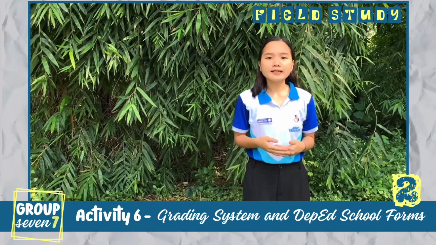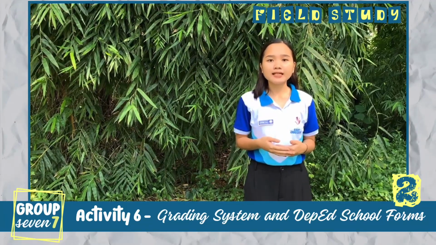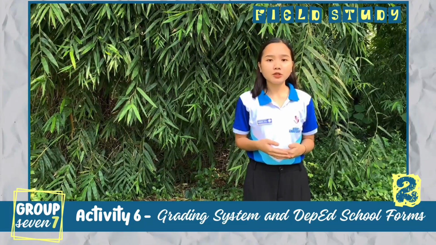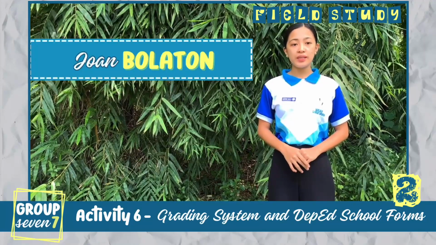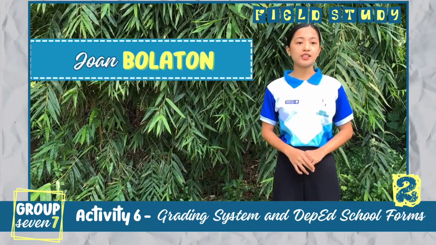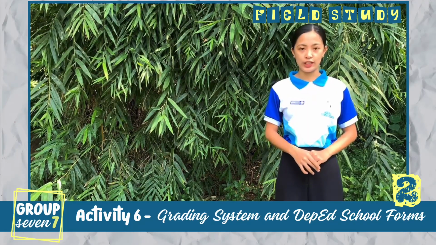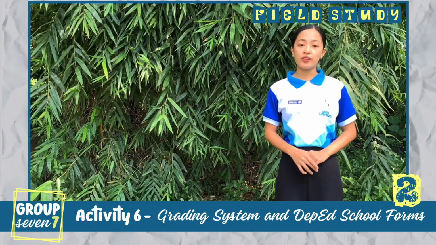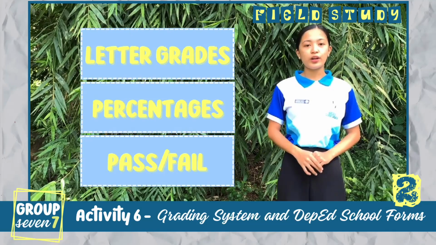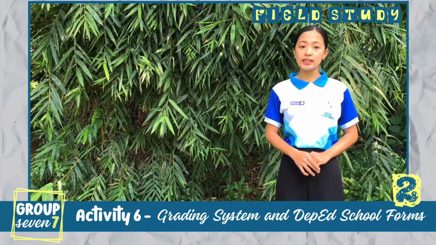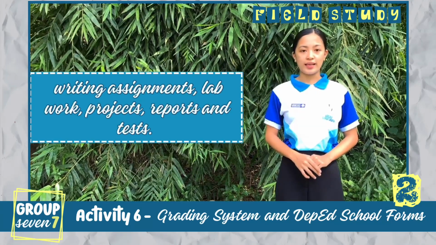Above all, these systems must convey and communicate clear information about the skills a student has mastered or the areas where they need more support or practice. When we refer to a grading system, we mean a system used by educators in a certain institution to evaluate each individual student's performance and learning. Grading can be in a form of letter grade, percentage, and even a simple pass or fail. Grades can also be attached to physical activities like writing assignments, lab work, projects, reporting, and tests.